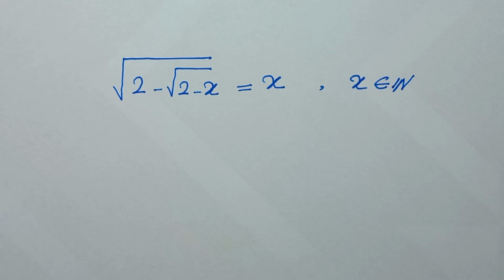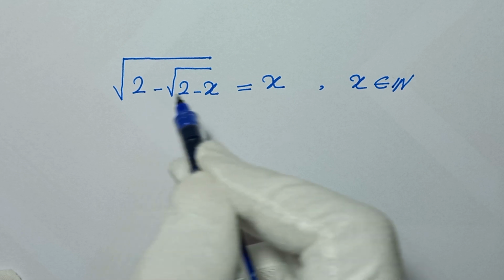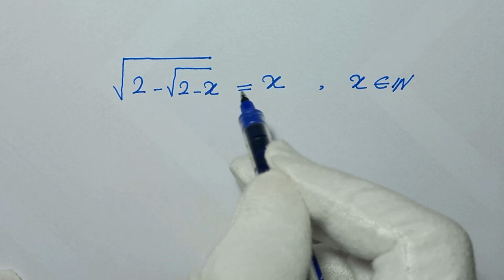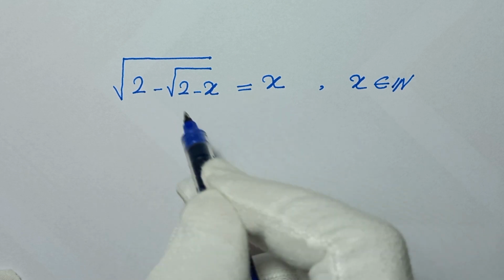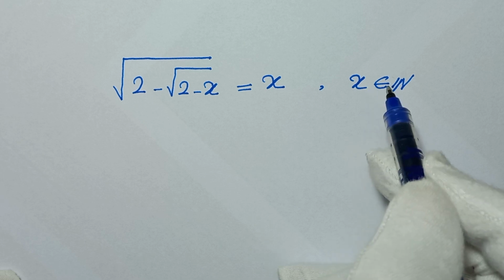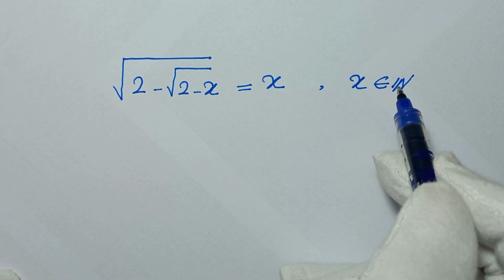Hello my friends, you're welcome to solve this math problem: the square root of 2 minus the square root of 2 minus x is equal to x. We need to find the values of x, where x is an element of the natural numbers.